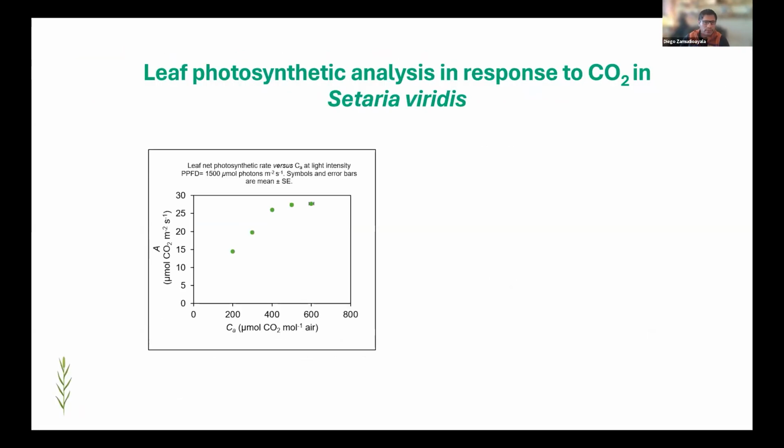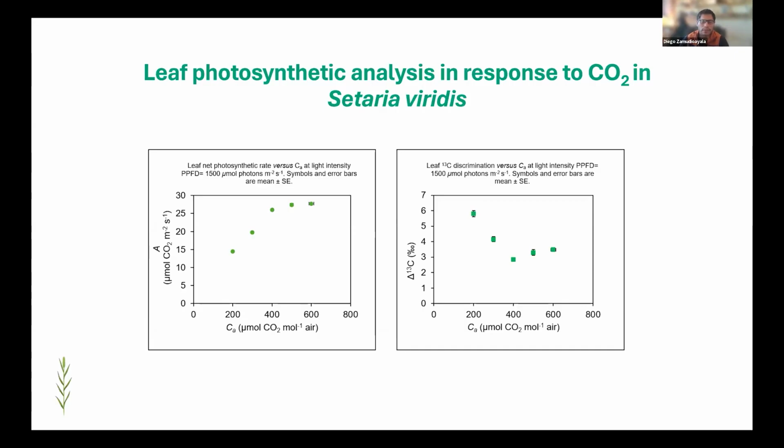In addition, we wanted to test also if this system is able to provide reliable carbon-13 discrimination values under different CO2 concentrations. And we tested that, but in this case, we used the second C4 species, Setaria. And here in the first graph, we see that the system provides reliable assimilation rate values. This new system doesn't interfere with the gas exchange data. And also, this system is able to detect differences in the carbon-13 discrimination at different CO2 concentrations.